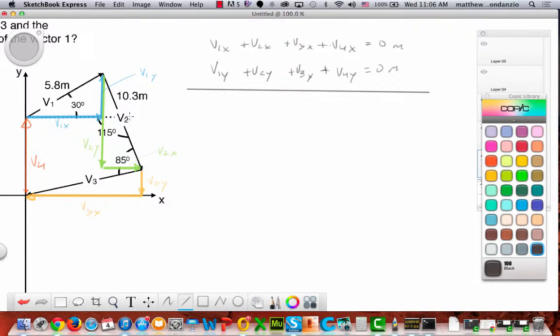I have the length of V2. I don't have the length of V3, right? I don't have the V3 length, so it's going to be tough to find V3. But I also can't necessarily figure out V2y and V2x yet, can I? Because what do I need to get?